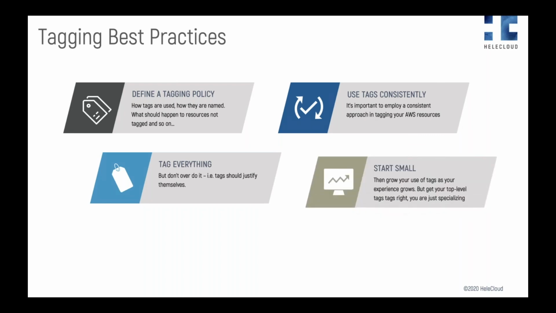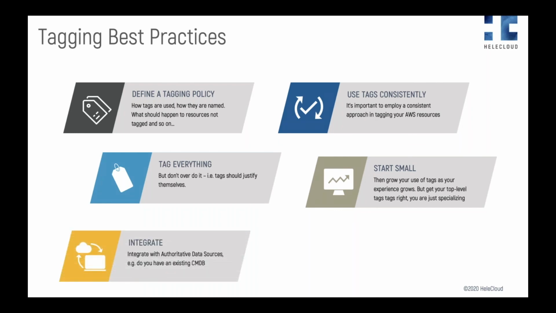When you begin tagging, start with a smaller set of tags that you know you'll need rather than specifying an overabundance of tags that you think you might need in the future. You may already have an authoritative source of tagging information in a corporate CMDB. And if you do, then consider integrating that into your resource creation so you can pick up tagging information from there.